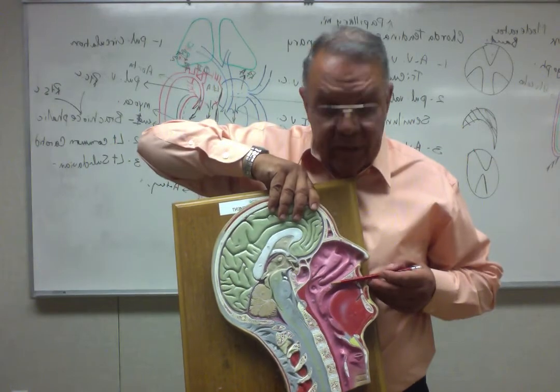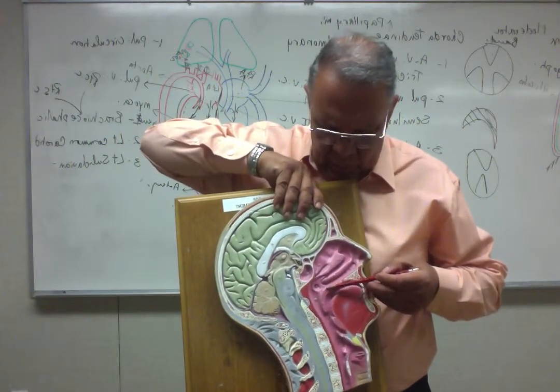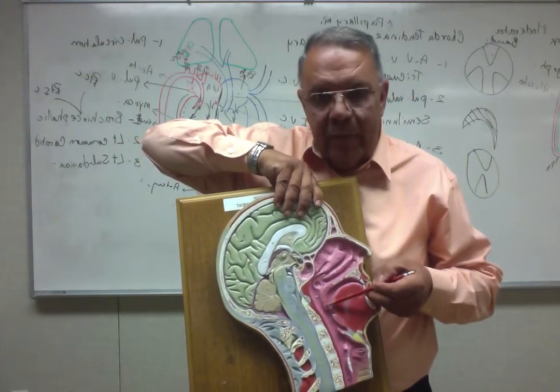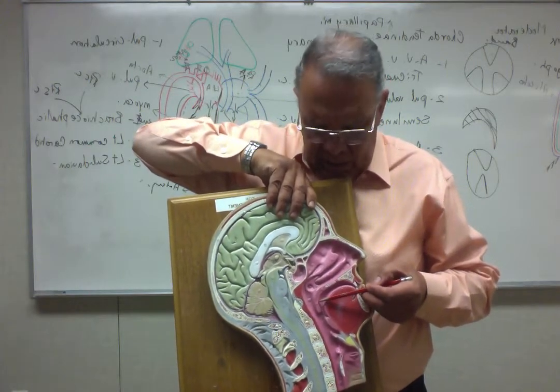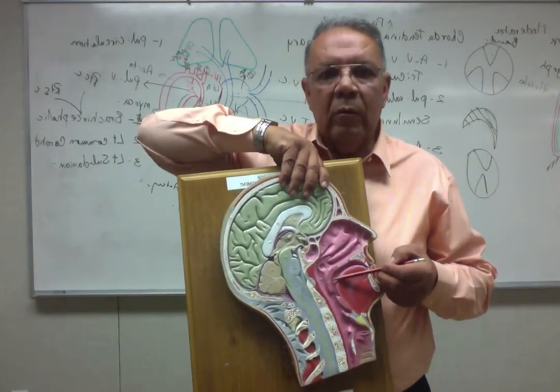The palate has its anterior two-thirds as the hard palate, which is bony. The posterior one-third is the soft palate, ending in a finger-like projection called the uvula. The function of the uvula is shutting off the nasal cavity from the mouth cavity during swallowing or eating.